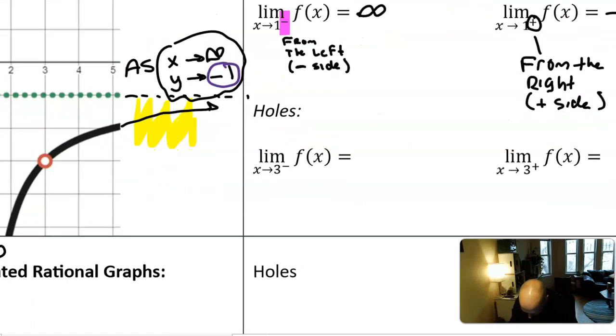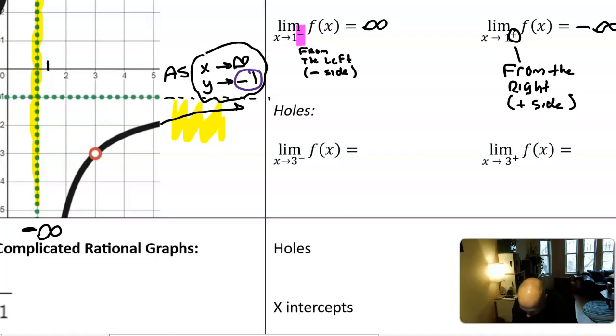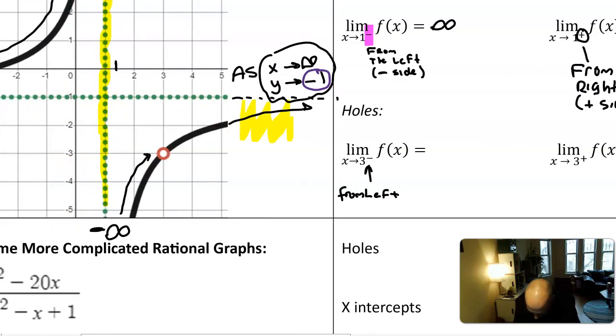We say, okay, the limit as x approaches 3 from the left, that's that minus, equals, and then we say, okay, well, as we approach 3 from the left, what does y equal? Well, it sure looks like y is approaching, even though we can't actually equal the hole, negative 3. So we say negative 3 here. Again, this is where we put the y value. This is where we put down here the x value.